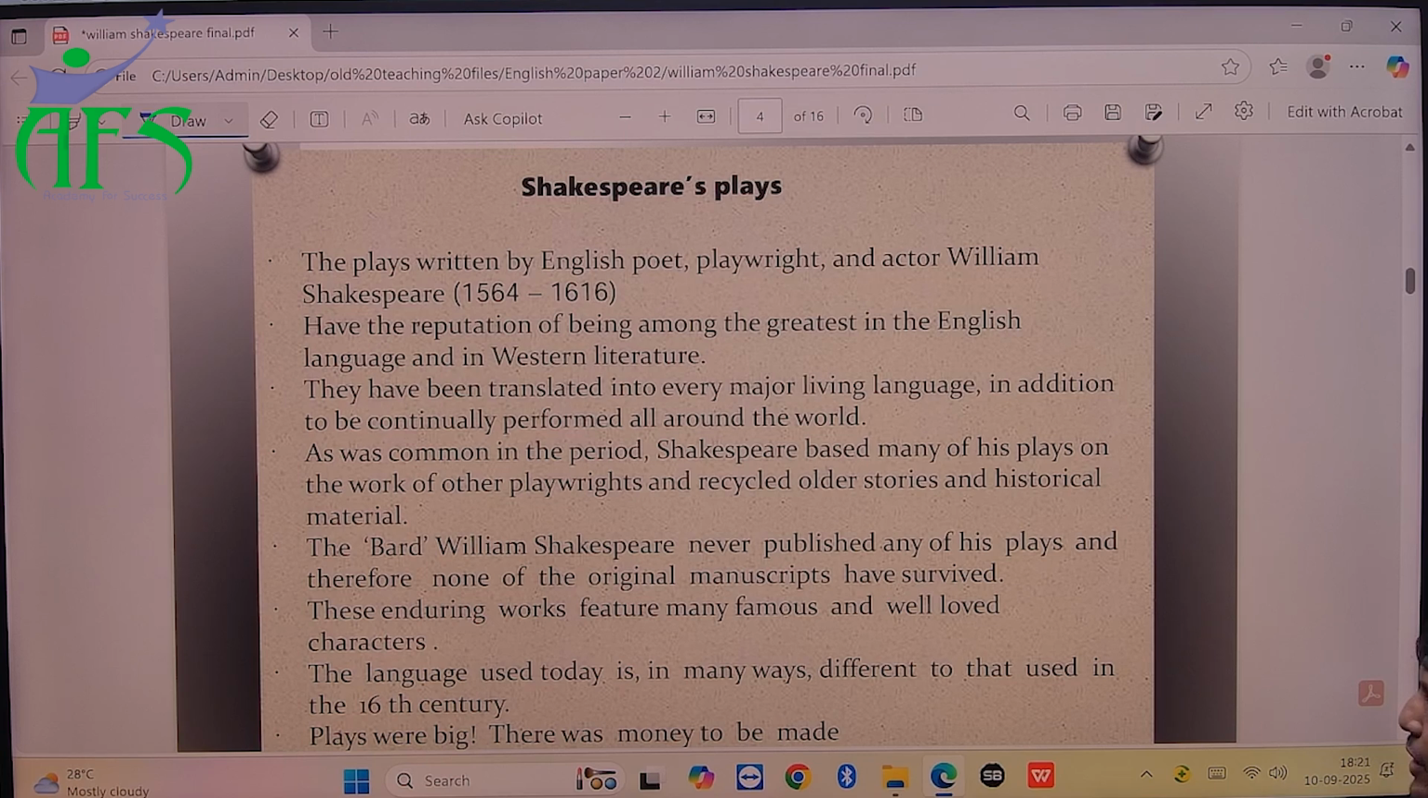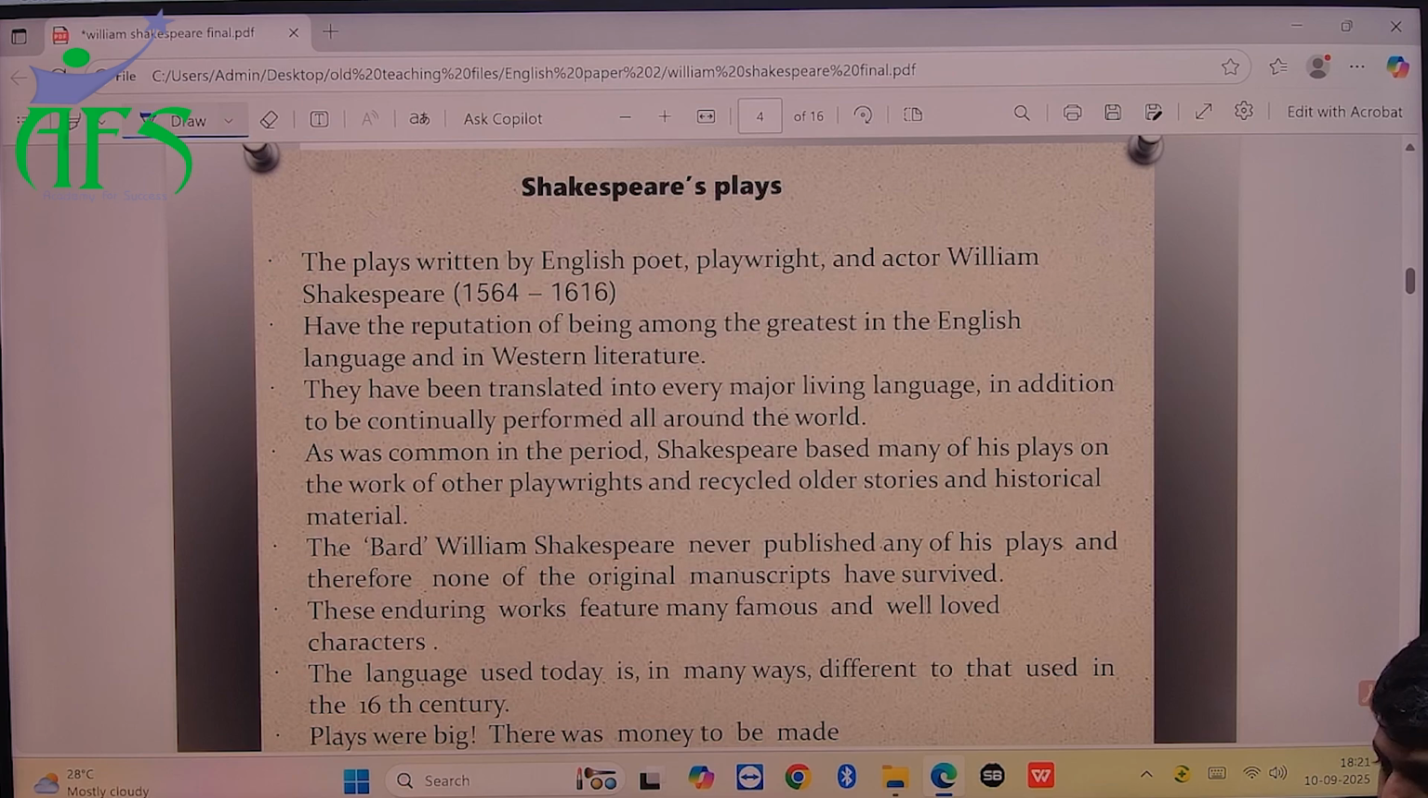Shakespeare's plays, the plays written by English poet, playwright and actor William Shakespeare, have the reputation of being among the greatest in the English language and in Western literature. We haven't talked about this one. They have been translated into every major living language in addition to being continually performed all around the world, even today. As was common in the period, Shakespeare based many of his plays on the work of other playwrights and recycled older stories and historical material.